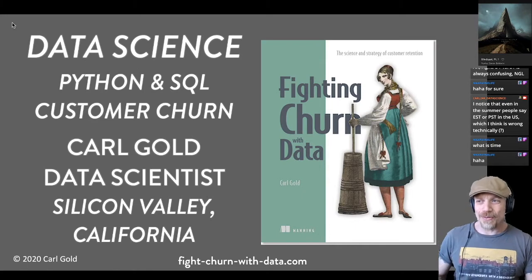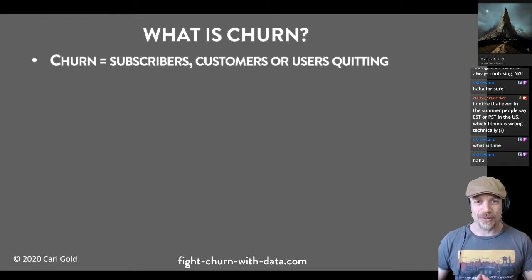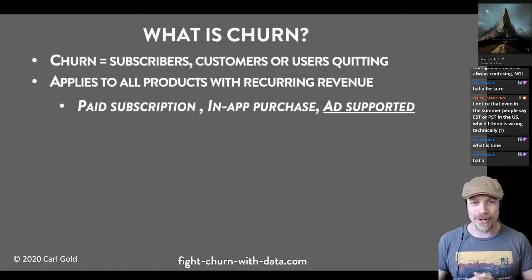So, without further ado, I'm going to go into my usual stream routine. Start by explaining what is churn. This is to give the background for everyone who's never seen this in one of my streams or somewhere else before. Churn is subscribers, customers, or users who quit a product or service. And that's what we're here to talk about. It applies to all products with recurring revenue or repeat customers. Whether you have a paid subscription, in-app purchase, or an ad-supported product, it's still churn if your users quit.